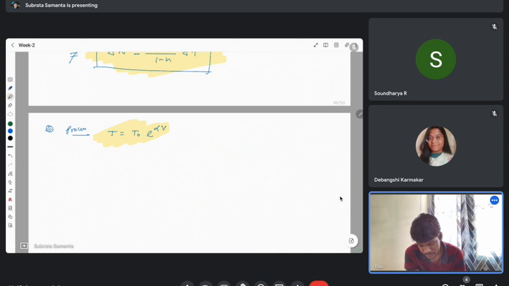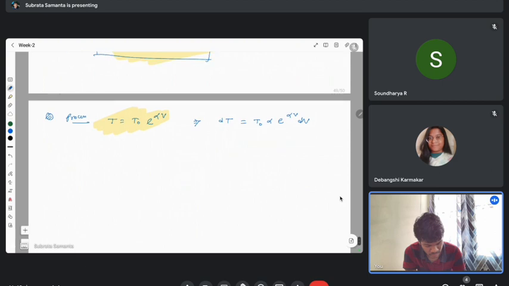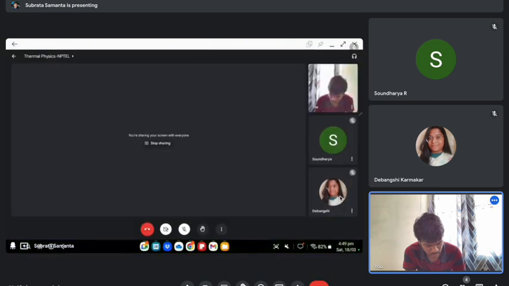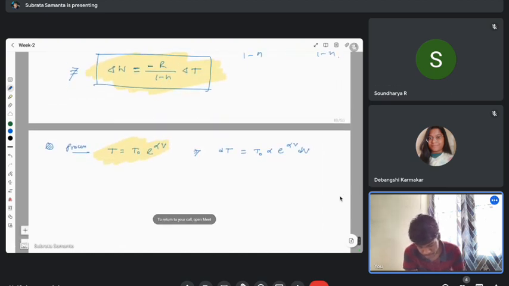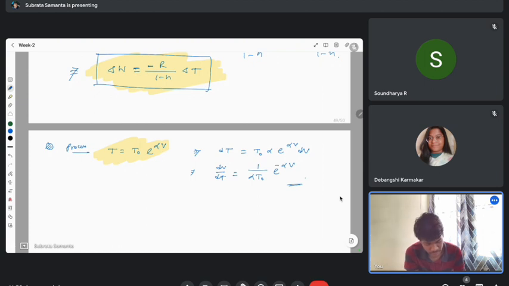Okay. How to calculate? The first thing we calculate is the change in temperature, the derivative dT, which is T naught times alpha times e to the power alpha V dV, for the system. Then this dV is 1 by alpha T naught e to the power minus alpha V, right?